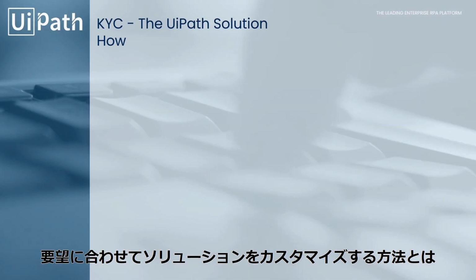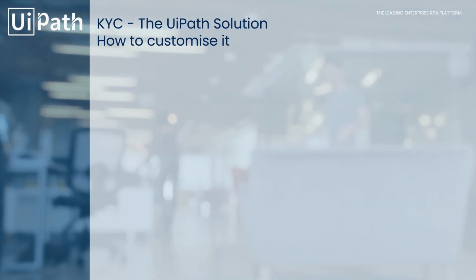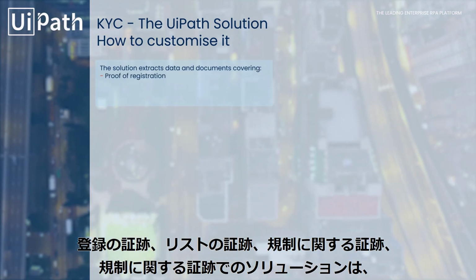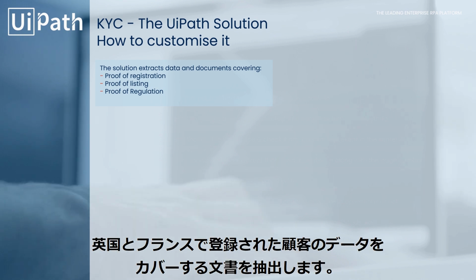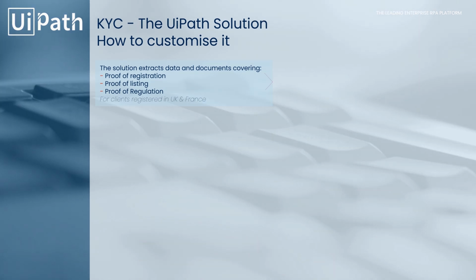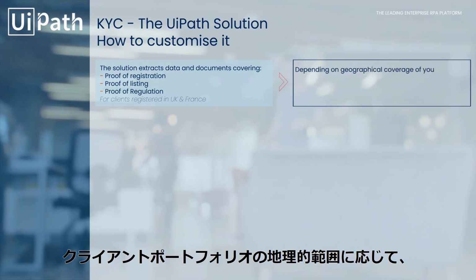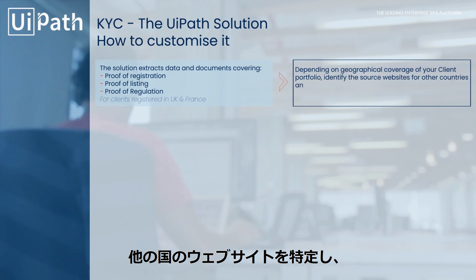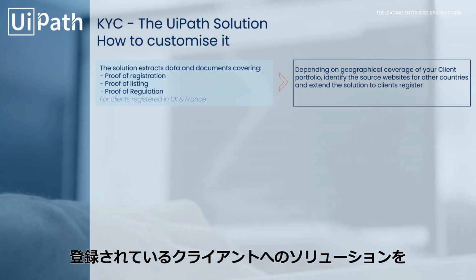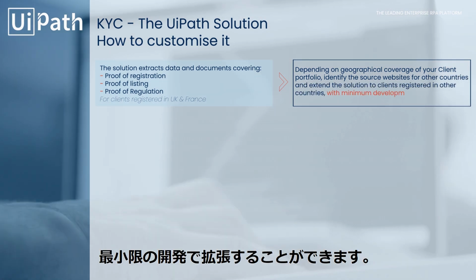How to customize the solution to your requirements? For proof of registration, proof of listing, proof of regulation, the solution extracts data and documents covering clients registered in UK and France. Depending on geographical coverage of your client portfolio, identify the source websites for other countries and extend the solution to clients registered in other countries with minimum development.